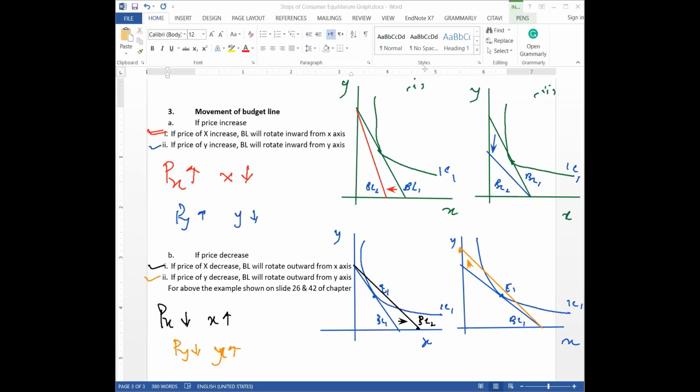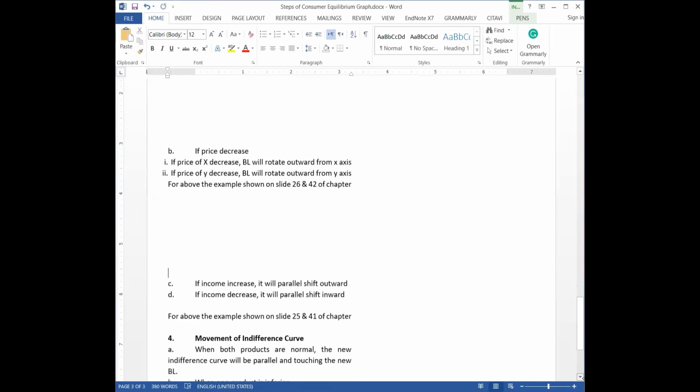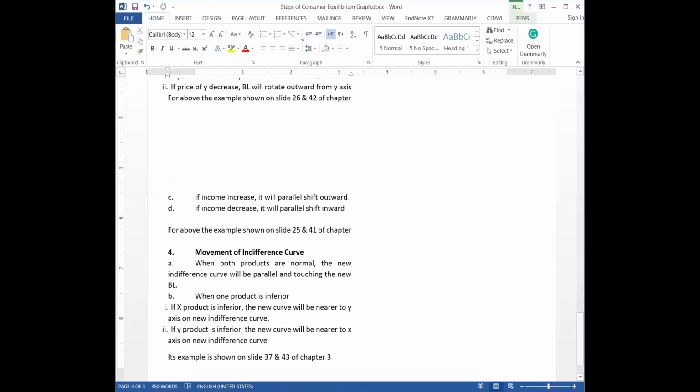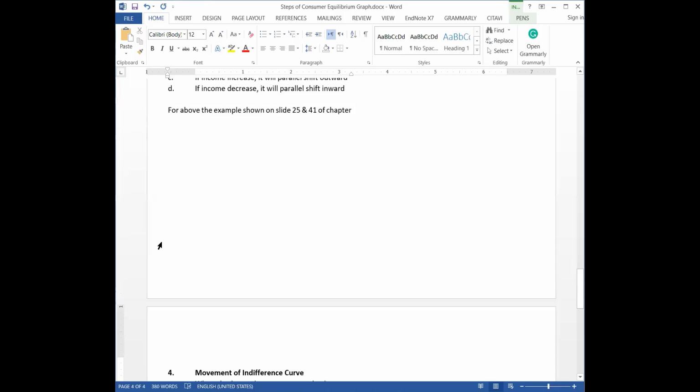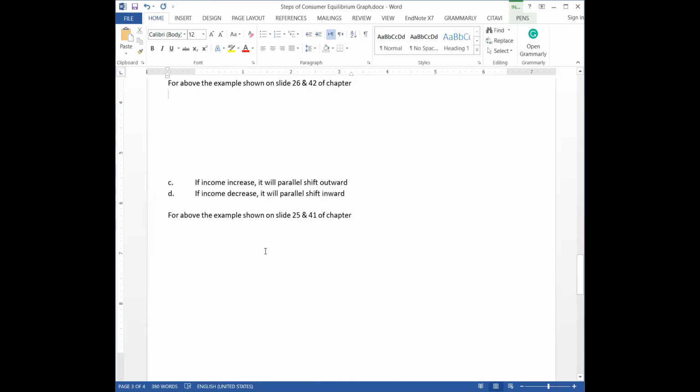So let me move to a new point. This way we did the third step. Let me go to a clearer page. So last is what about the income? Let me draw the income case before I move into the next page. So I will draw the case of income.